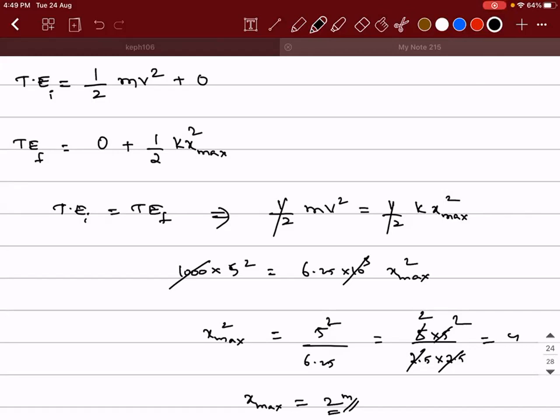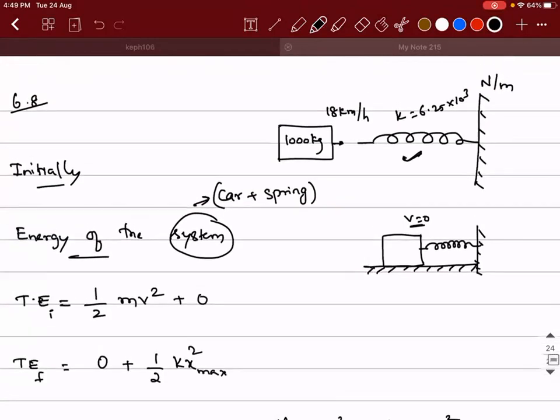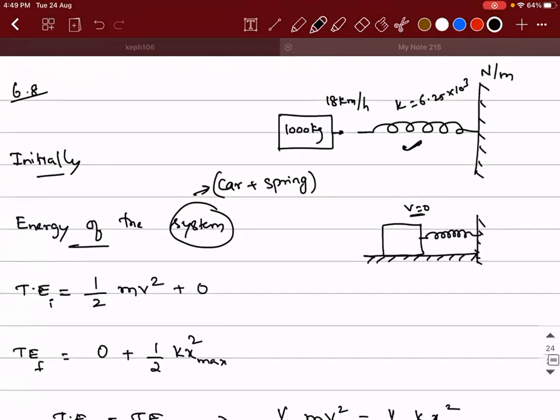Sir, can you explain TEI and TEF? TEI is the kinetic energy of the car plus potential energy of the spring. So what is the kinetic energy of the car before collision? It is half m v square, plus the spring is neither elongated nor compressed, so it doesn't have any energy stored in it. When it is in relaxed position, why would it have energy?